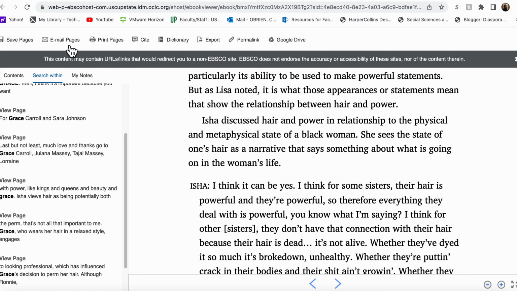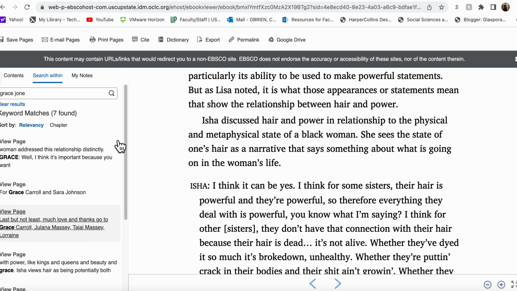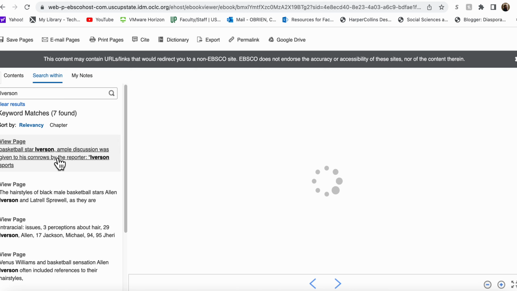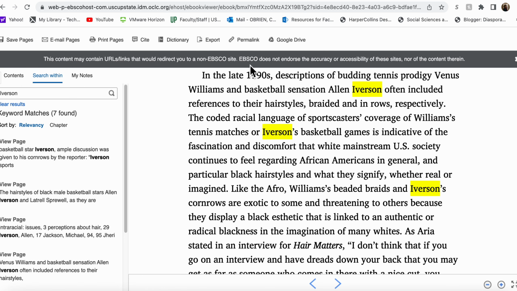The other thing about the quizzes is that you can also search within to find quiz answers if you put things such as Iverson. I think. Yes. That question about Allen Iverson's hair. And if the internet was working better, it would pop up really quickly. So Venus Williams with her braids, etc.